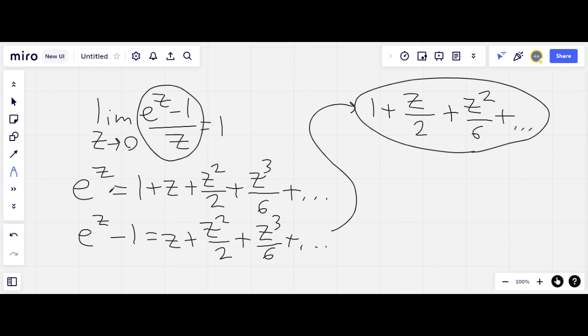And so that means that if we take the limit as z goes to 0 of this series, then that should give us our answer. And maybe you can see what's going to happen next, that all of the terms of this series have a z in them, except for 1. And so if I take the limit of this as z goes to 0, I'm actually just going to get 1. And that's it.